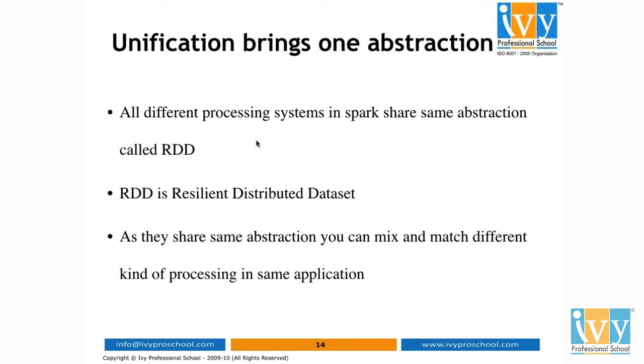The best part about any system is that if you have a single abstraction, you do not have to learn everything. So there is one layer of abstraction for everything called RDDs. If you understand RDDs in Spark, you can do anything. You can do batch processing, streaming, interactive processing, anything. You can mix and match different types of processing in your application.